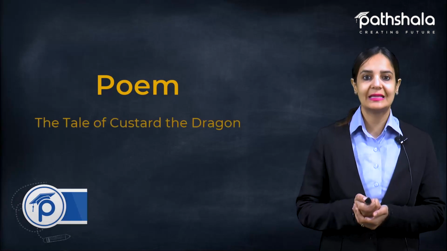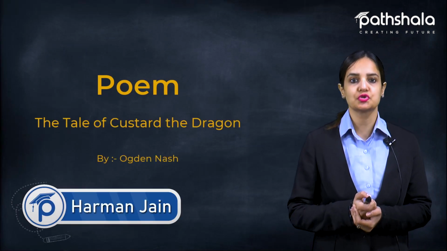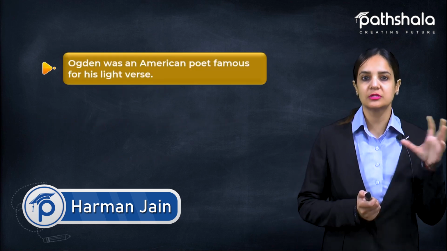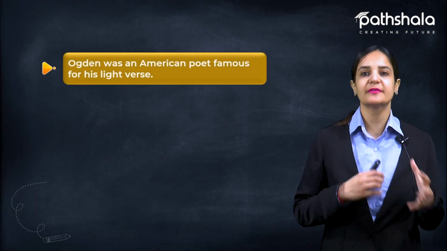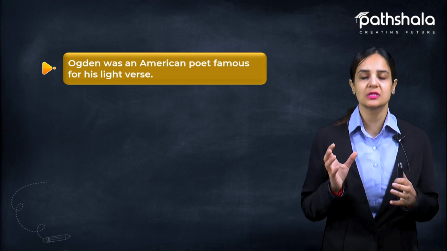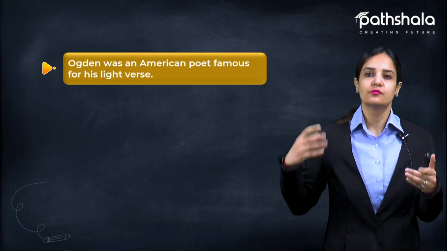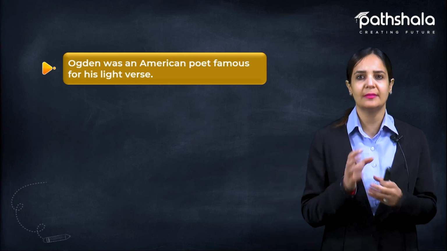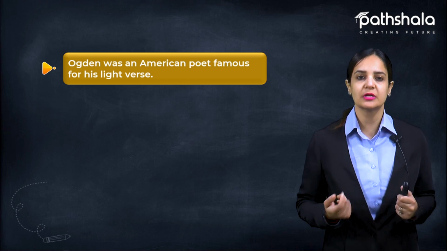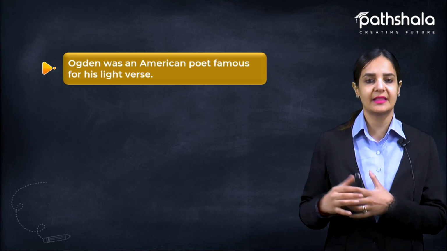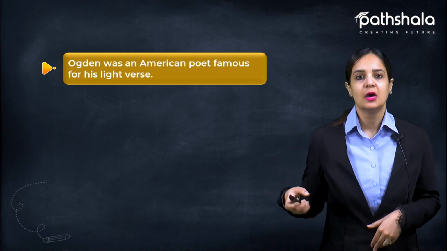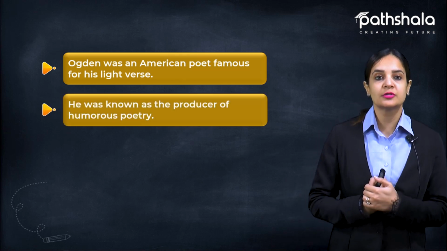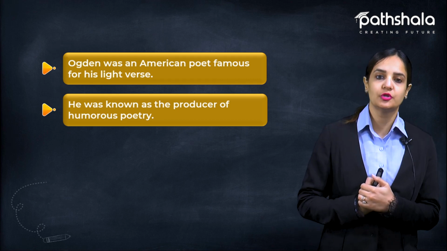The poem is The Tale of Custard the Dragon, written by Ogden Nash. Ogden was an American poet who was famous for his light verse. Light verse is poetry with a lot of rhyming words, which does not have a great message or any metaphor or hidden message in it. Whatever is written is exactly like that, in the form of a rhyme, basically for kids. Ogden was also known as a writer of humorous poetry.